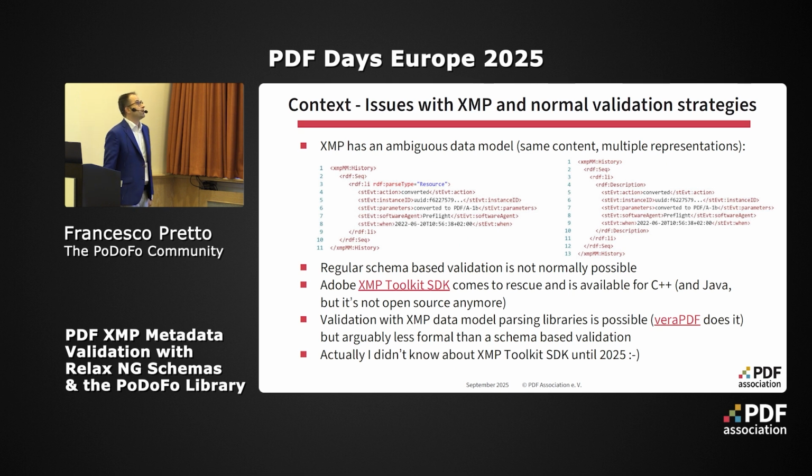So what are the problems with XMP, and what validation strategies are used? Of course, the biggest problem is that XMP is ambiguous, and we have multiple representations for the same data. Most of the time, they are related to the use of attribute notations. These two packets really represent the same data. We'll find other examples later. And regular strategies are not possible in this situation.